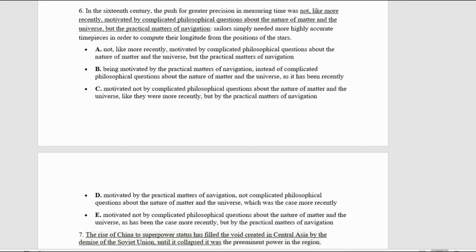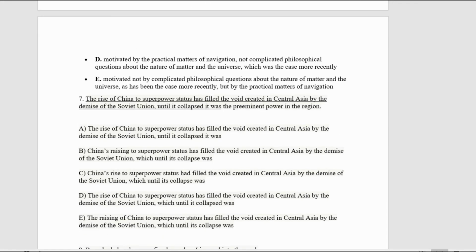So, okay, 7. "The rise of China as a superpower has filled the void created by the collapse of the Soviet Union, which, until it collapsed, was the most preeminent power in Asia." "Until it collapsed, it was" is weird. "Until it collapsed was," for example, would be better. We can say "China's rising," "China's rise," but it's incorrect, because we can't use non-living objects in a possessive form according to GMAT and American English. So it's wrong. "The rise of China."